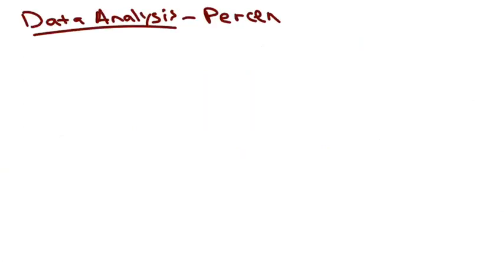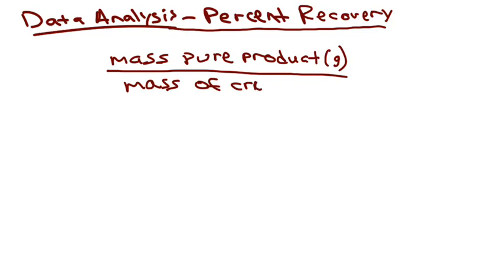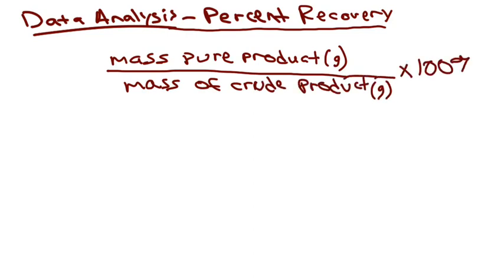So let's look at the sort of data analysis that we're going to do in this lab. First portion is percent recovery. After you calculate the mass of your purified salt and your purified sand, I'm going to give you the exact mass of each of those values. The mass of your pure product is what you and your lab partners have purified in the lab. The crude product is how much I put in, how much I set up for you. You're going to take those two values, divide them, and multiply by 100%.